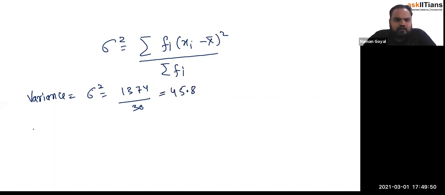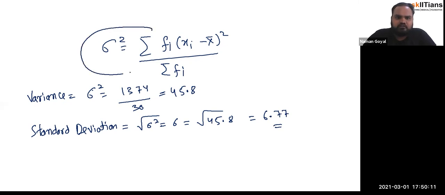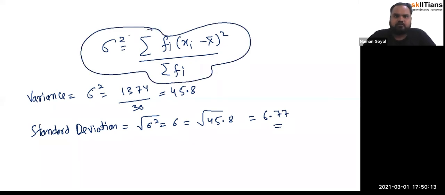Okay. And standard deviation. What is standard deviation? Root over sigma square, which is sigma, means root over 45.8. So if you solve this, you will get 6.77 approx. So the formula we learned in today's lecture, we are going to use that particular formula. Okay, are you getting my point? So we can do questions like that.